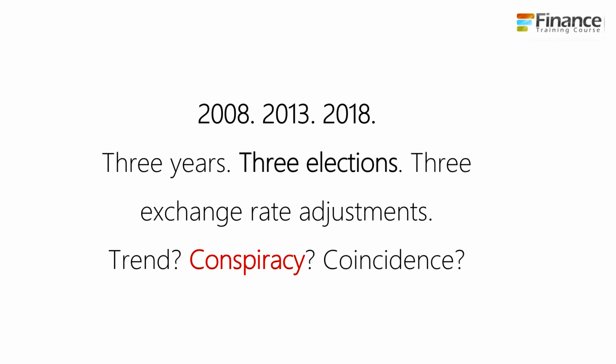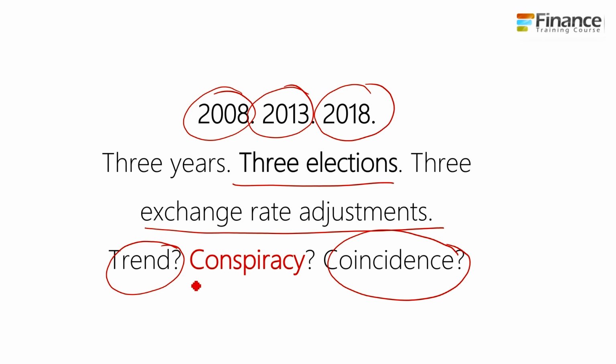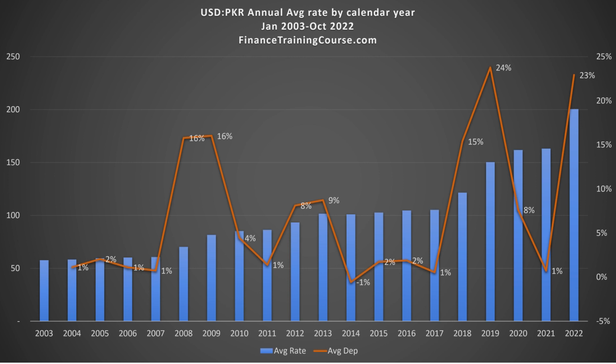Drawing room conversations, armchair conversations, conversation with the Pakistani diaspora, all love conspiracies. 2008, 2013, 2018. What's the common theme? 3 years, 3 elections, 3 exchange rate adjustments. Is that a trend? Is that a coincidence? Or is it a conspiracy? What do you think? This, by the way, is the same dataset we saw on an earlier slide.